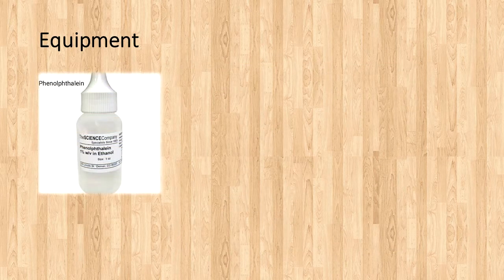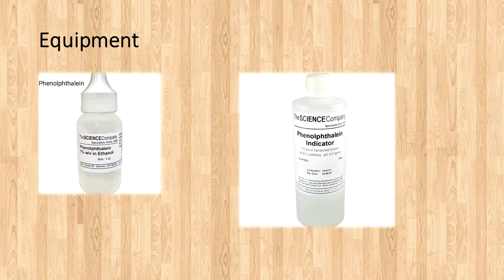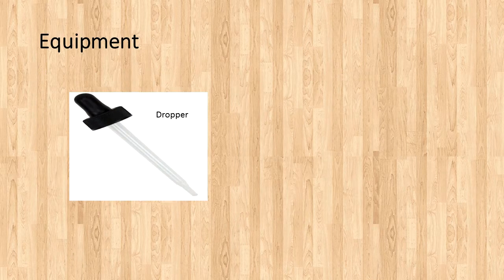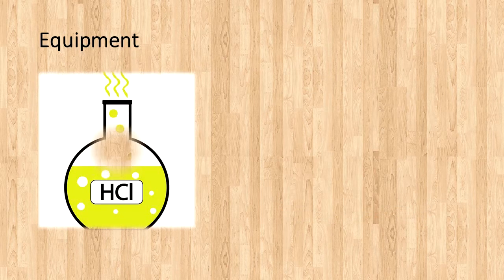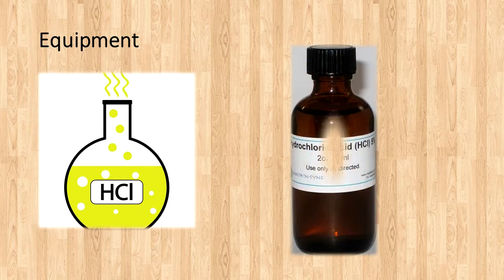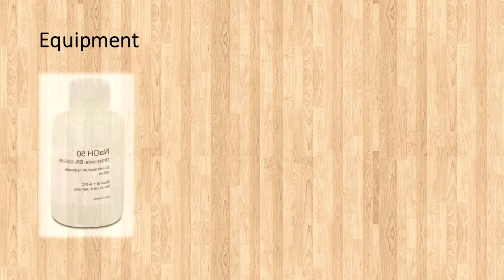5. Phenolphthalein. Phenolphthalein is a colorless weak acid. It is colorless in acidic solutions and pink in basic solutions. 6. Dropper. Dropper is used for drawing in a liquid and expelling it in drops. 7. Unknown molality of hydrochloric acid solution. 8. 0.1 molar of sodium hydroxide.